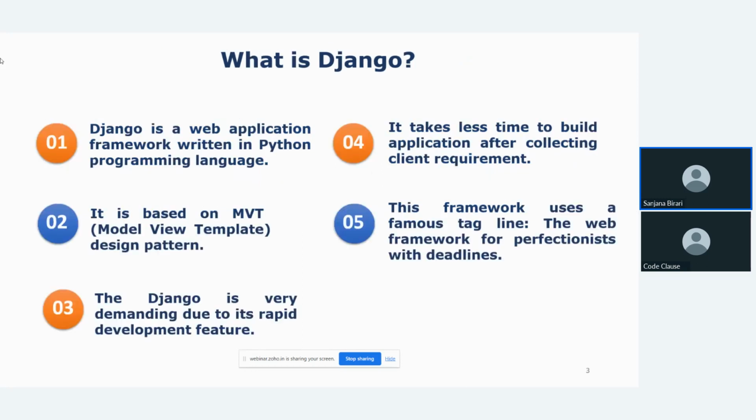So, what exactly is Django? Django is nothing but a web application framework which is written in the Python programming language. It is based on MVT, that is, the Model View Template design pattern. It's very in demand due to its rapid development features, and it also takes less time to build the application after collecting all the client requirements. This framework uses the famous tagline, "The web framework for perfectionists with deadlines." This is what Django is all about.